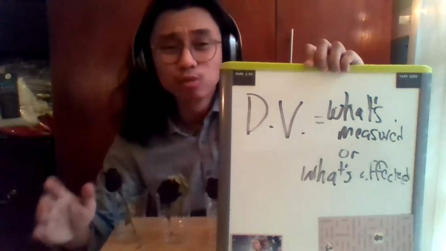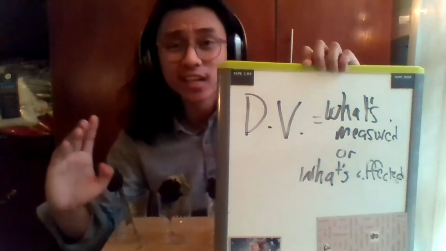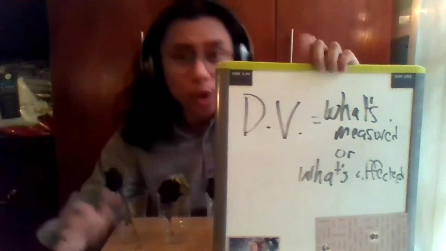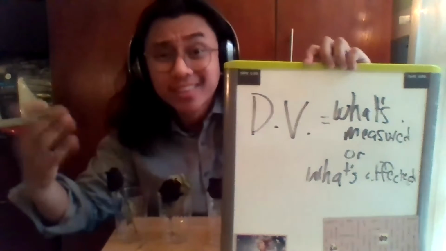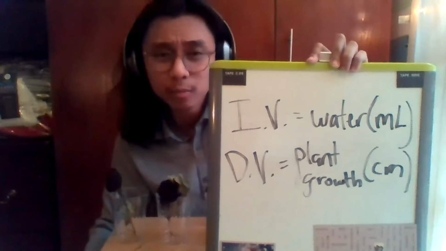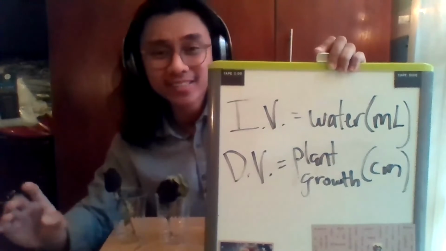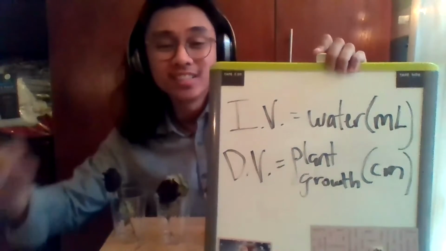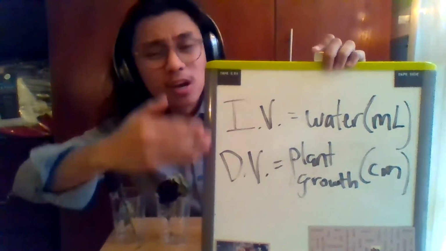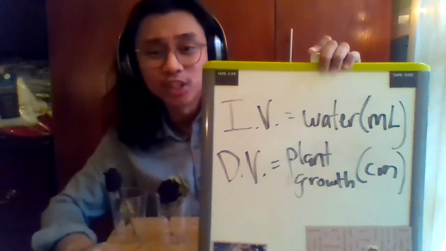Your DV is what's being measured, or what's being affected. In this case, I already said it: what's being measured is how much the plant grows or doesn't grow. We don't know what happens, but that's what we're measuring. To recap, my IV is the amount of water I put into the plant, and the dependent variable is the amount the plant grows. Milliliters and centimeters: what is being changed on purpose and what is being measured.